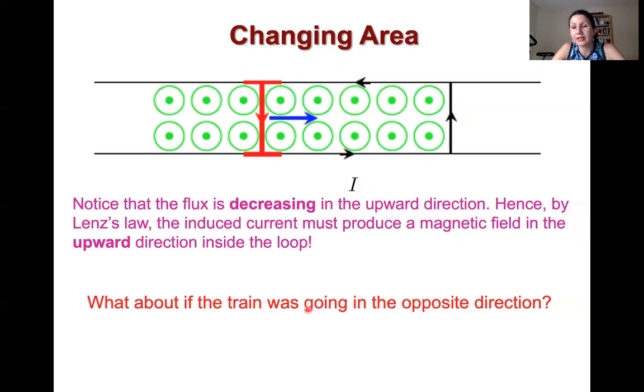Now, what if the train was going in the opposite direction? Well, it's the completely opposite situation, because now we're increasing the flux as we're increasing the area. More and more field lines are getting through that area. That means the change is out of the board, so the induced magnetic field has to oppose that. The induced magnetic field is into the board. In this case, my thumb has to point that way for my fingers to go in, so it's going to be clockwise from above. So we get the opposite result if the train is going to the right versus to the left.